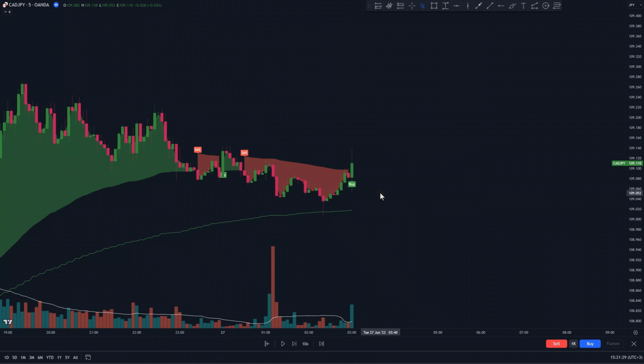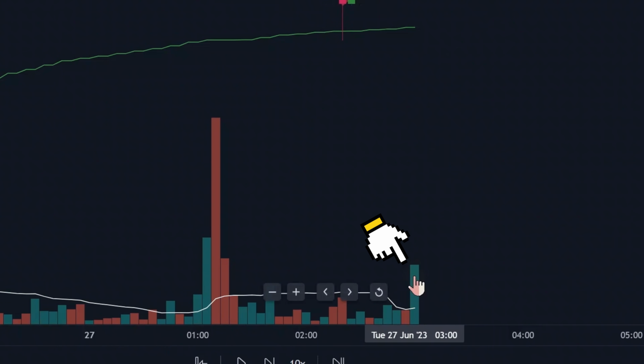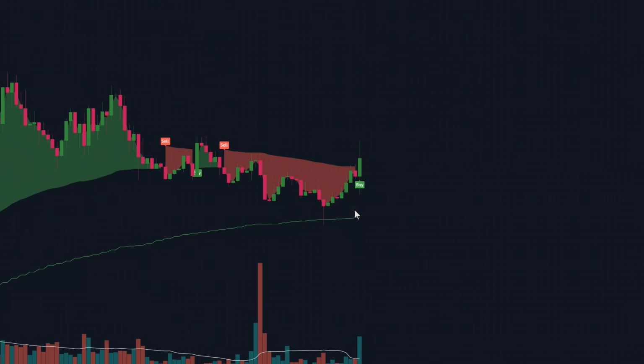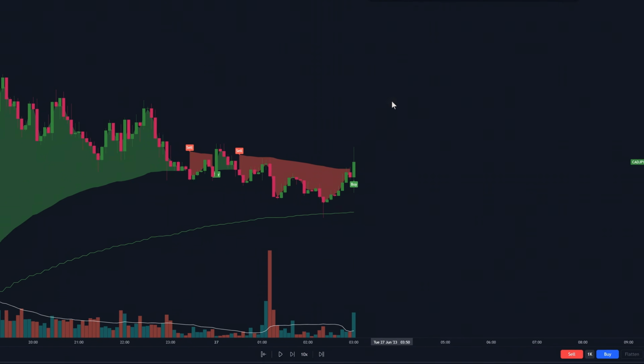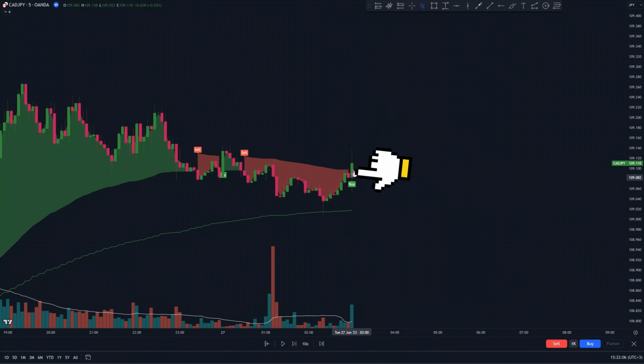The third condition is that we want this last bar of the volume indicator to be colored green, and it should also be above this white moving average. This indicates the presence of enough bullish volume in the market to push the price all the way to take profit. This becomes our entry candle.